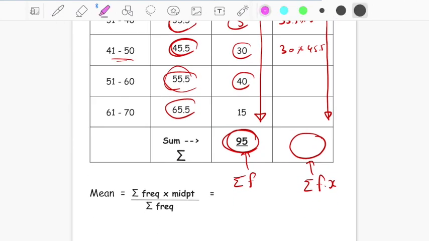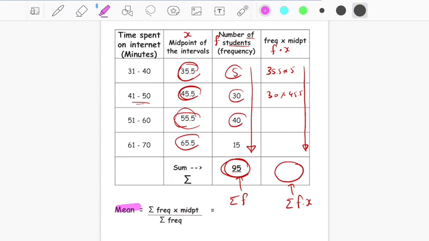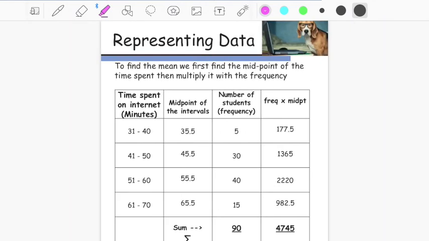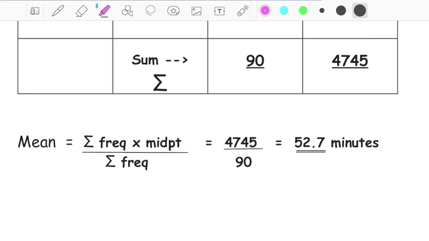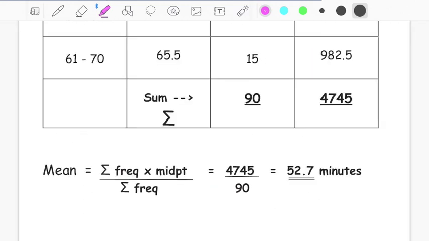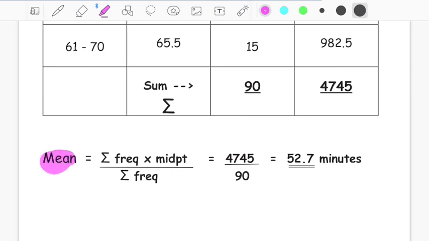So how do I find the mean? The mean is simply the sum of frequency times the midpoint, this value, divided by the frequency itself. So the mean that I'm getting is here. The value of the mean is 52.7. I just take the value here, 4,745 divided by 90. So I'm getting 52.7. All right, so you can see the value of the mean here, which is 52.7 minutes.